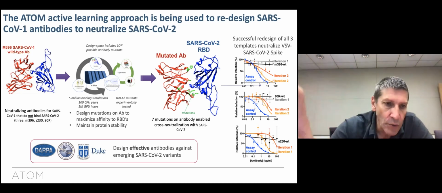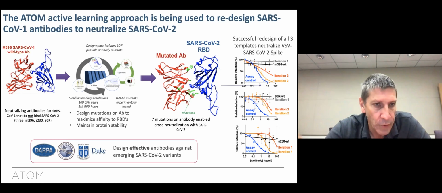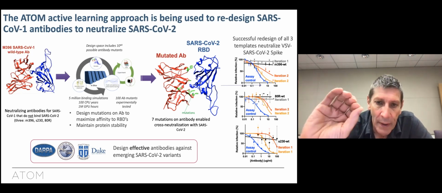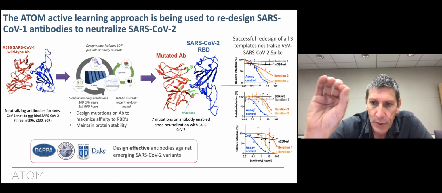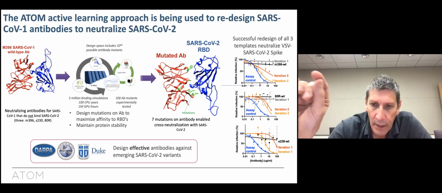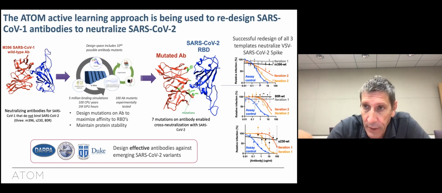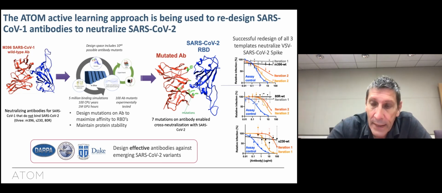The initialization here were SARS-CoV-1 neutralizing antibodies that did not bind SARS-CoV-2. So we started out with an antibody that we thought was in the right ballpark, but then actually mutated it at 7 sites here to actually give it SARS-CoV-2 neutralization. Binding first in the plots on the right.